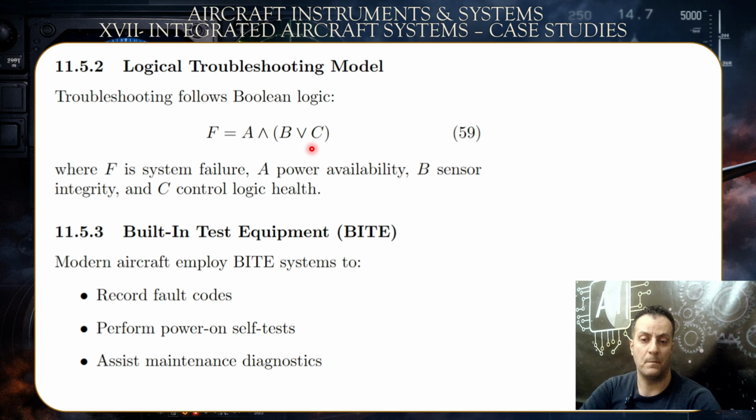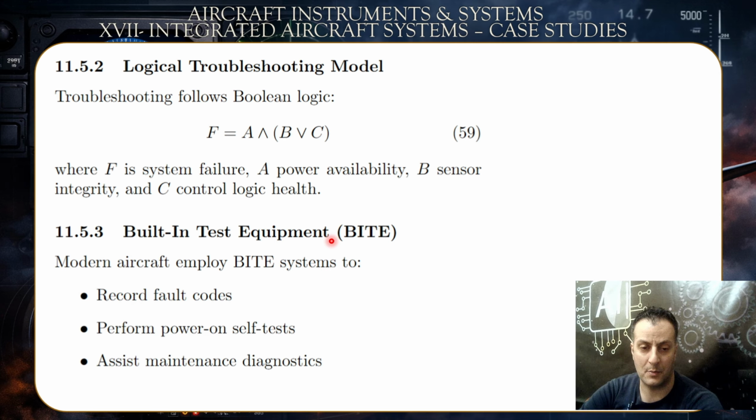So, either B, the sensor integrity, is standing, which means that the sensor is reliable for the measurement, or C, the control logic health, would be true. So either one of them is true or both of them are true, and the power is available at the sensor. This would check out with a correct system failure being reported to the cockpit, the notification display. Let's talk about BITE, or the built-in test equipment.